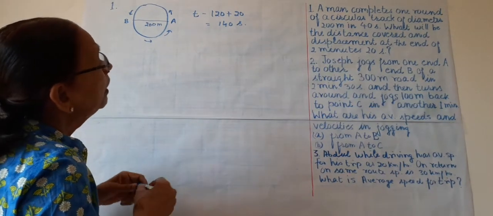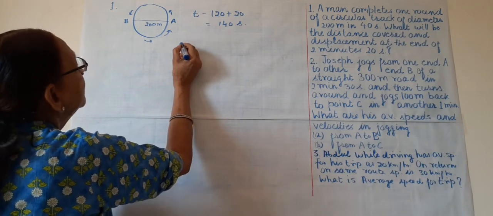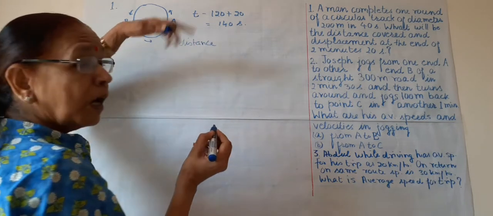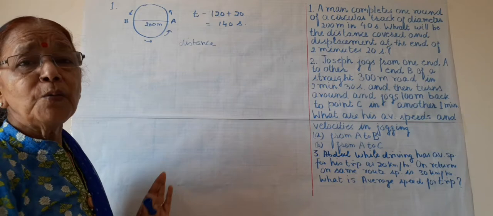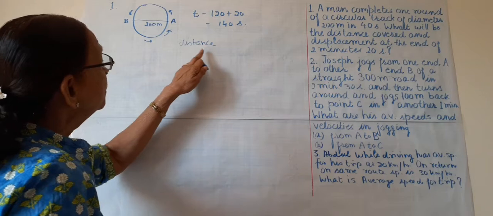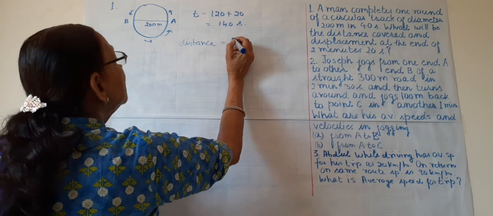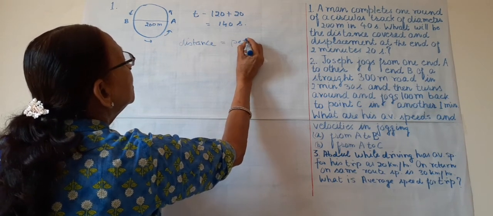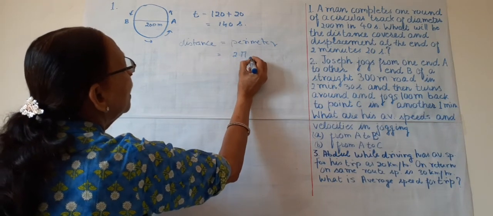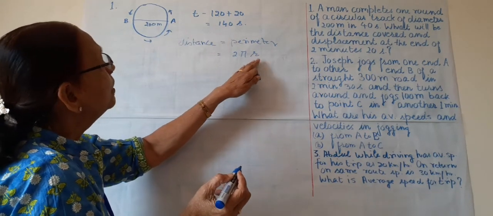So first of all, we will see how the distance can be calculated. Distance. He is taking the round. So for one round, how much distance is covered? It is a circle. All of you know. So the distance of the circle will be its circumference, its perimeter. So what is the perimeter? 2 pi r. So this will be the perimeter of the circle. The circumference of the circle is 2 pi r.